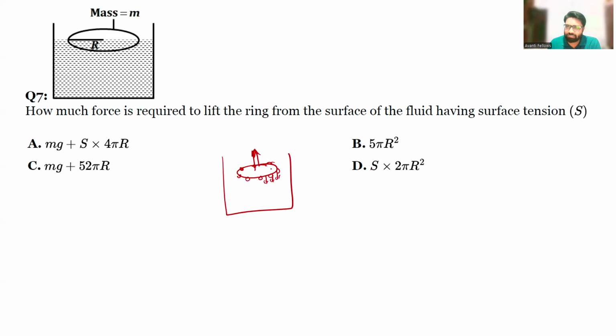cohesive forces, adhesive forces. I think you have an idea about it. Cohesive force is that force which acts between the same particles, the same atoms. And adhesive force is that force which acts between different sets of atoms, different sets of particles. Here we have a different medium, and this ring is made of some other material. So we have two different materials, and the forces between them are adhesive forces. These adhesive forces try to resist the upliftment of this ring.